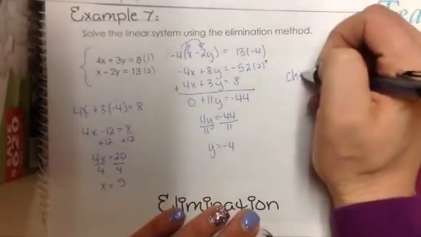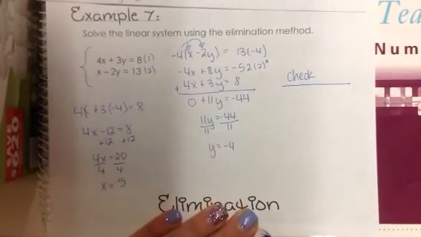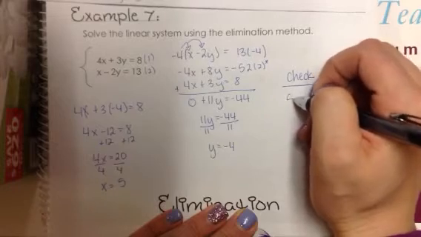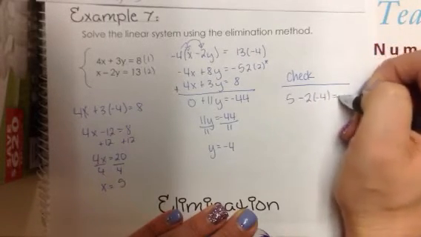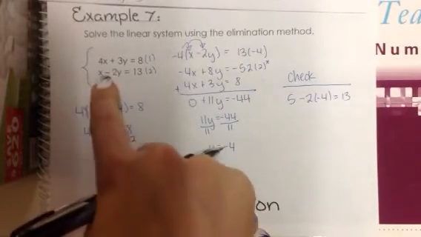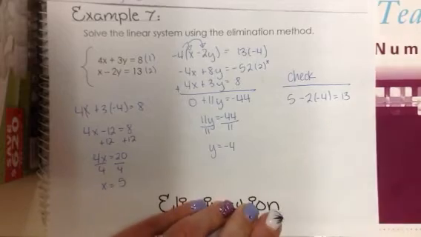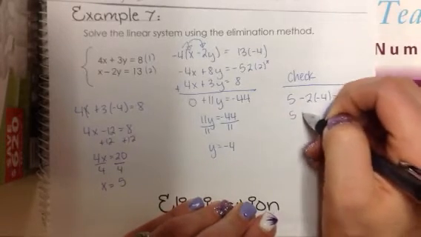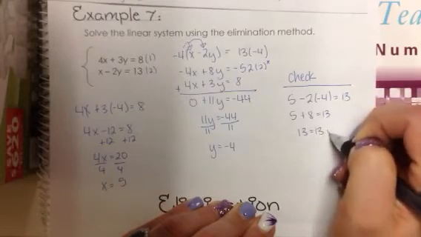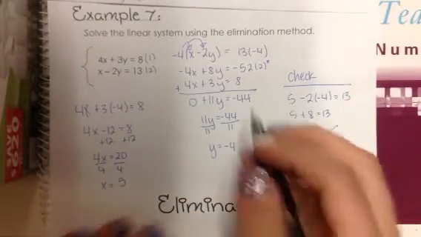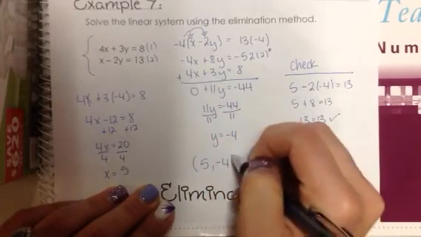Let's double check to make sure that that worked. Let's plug them both into equation number 2. So if I put 5 in for x and -4 in for y, this is my second equation, x minus 2y equals 13. I now have 5 minus 2 times -4 equals 13. I get 5 plus 8 equals 13. 13 does in fact equal 13. So our solution set was correct. The answer is 5, -4.